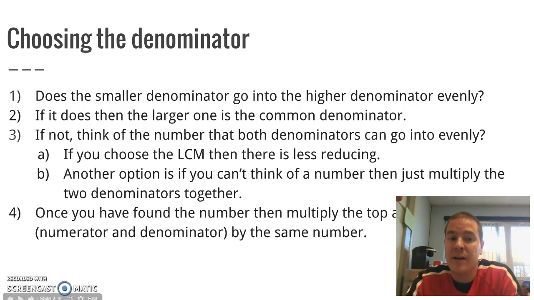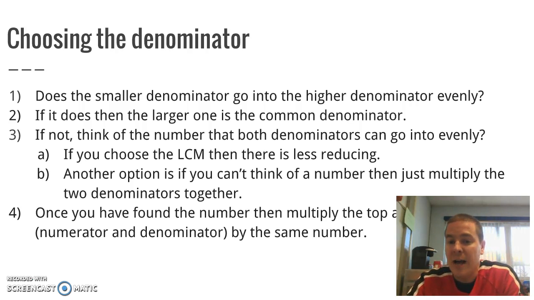You first look at the denominators. Does the smaller denominator go into the higher number evenly? For instance, if you had a 2 and a 4, the 2 will go into 4 evenly. So therefore, that would be the denominator that you choose. You would just keep the 4, and then all you have to do is change the denominator that would have a 2.